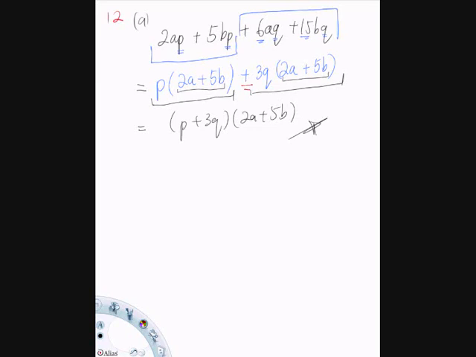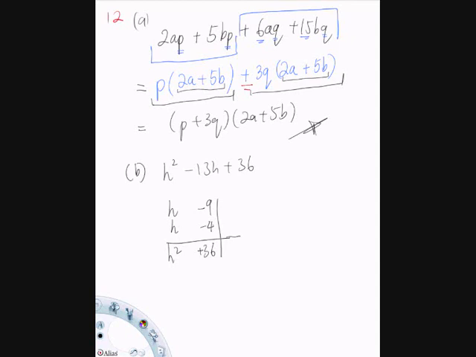Okay, let's go to 12b. 12b is h squared minus 13h plus 36. In this case, we just need to use the cross method. Using the cross method, we have h squared and we have 36. The combination for h squared will be h by h. For 36, after trying out some combinations, you will notice that minus 9 and minus 4 is the right one.